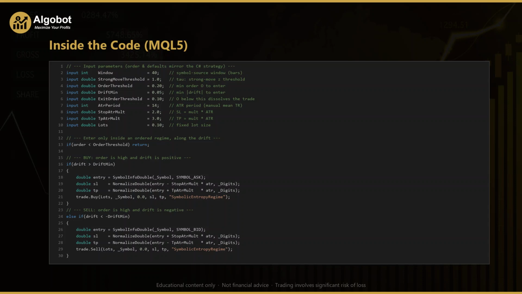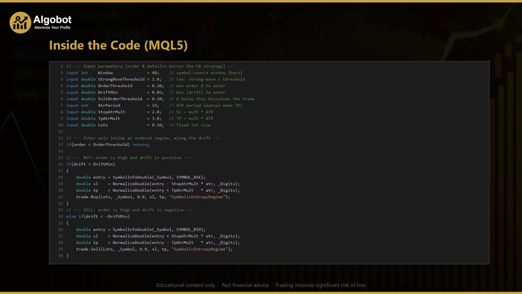ATR period, stop ATR multiple, and TP ATR multiple control the stop and take profit distances, and lot sets a fixed trade size. Below the inputs is the entry section. The first line says that if the order value is below the order threshold, the function simply returns and does nothing. No ordered regime means no trade. If that check passes, the strategy looks at drift.